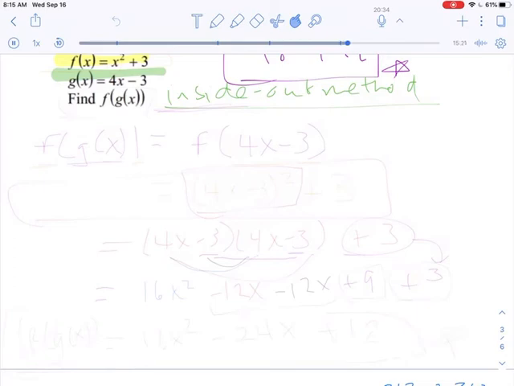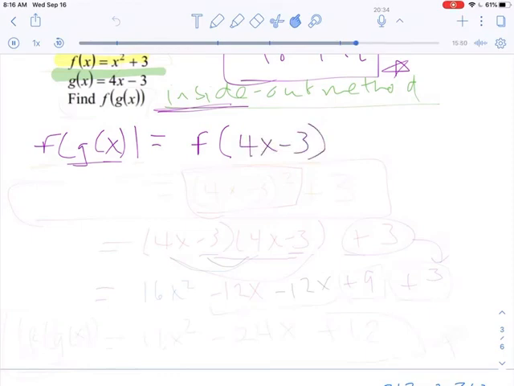So I have f of x equals x squared plus 3 and g of x equals 4x minus 3. And I want to find the new equation f of g of x. All right, f of g of x. I'm going to start on the inside. So g of x is on the inside, so I'm going to have f of 4x minus 3.